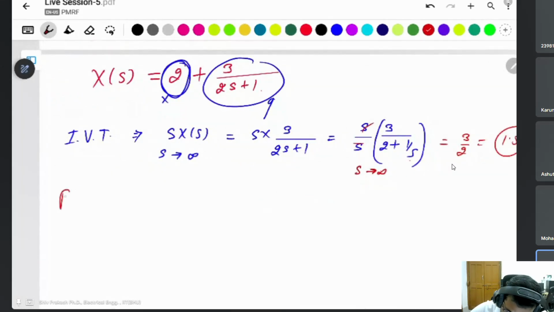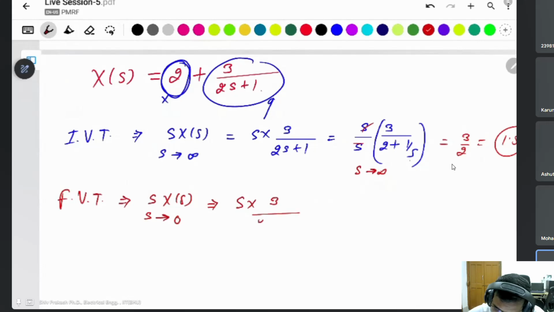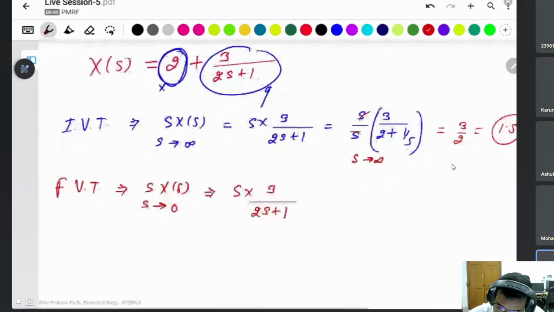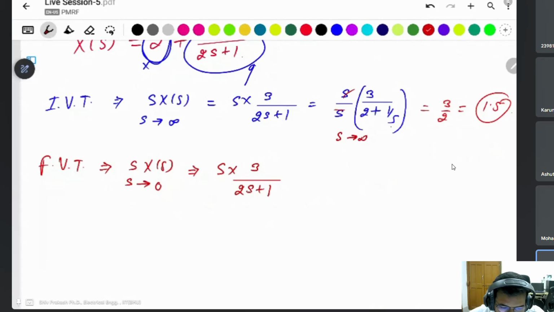For the final value theorem, s X(s) where s tends to 0, s into 3 divided by 2s plus 1. Put the value s equal to 0 here, then 3s for 2s will be 0, 3s is 0, it means the whole value is 0. Final value is 0, it converges.